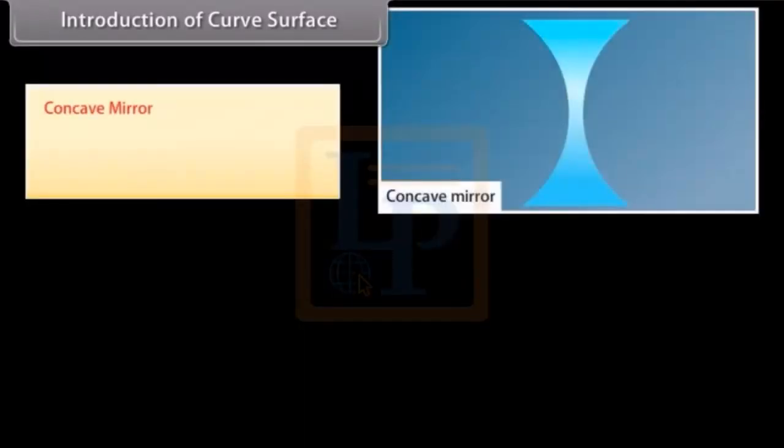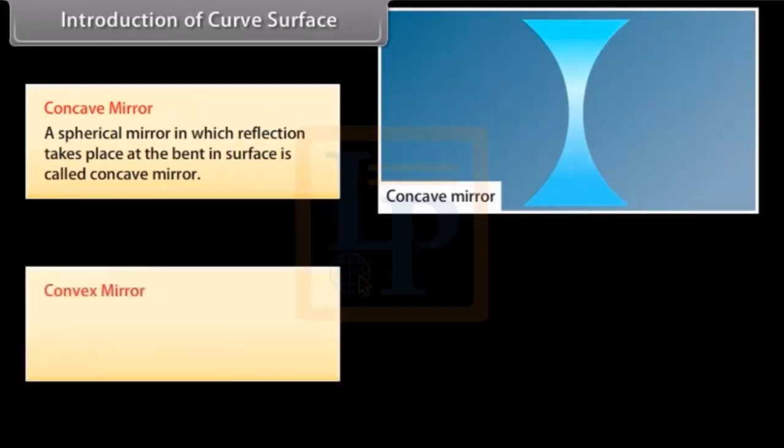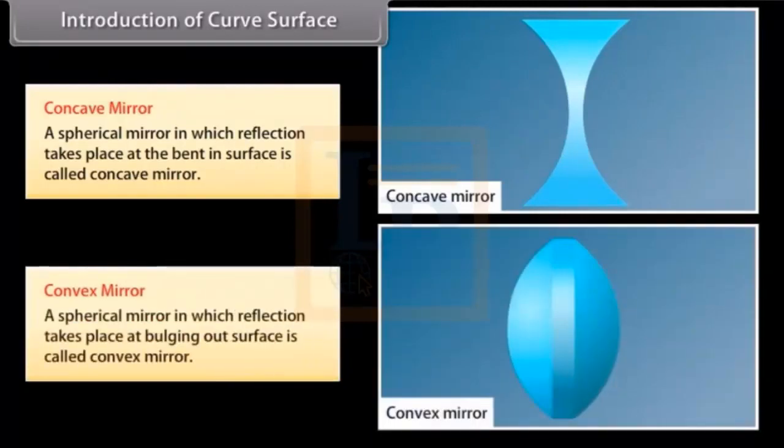Concave mirror. A spherical mirror in which reflection takes place at the bent-in surface is called a concave mirror. Convex mirror. A spherical mirror in which reflection takes place at the bulging-out surface is called a convex mirror.